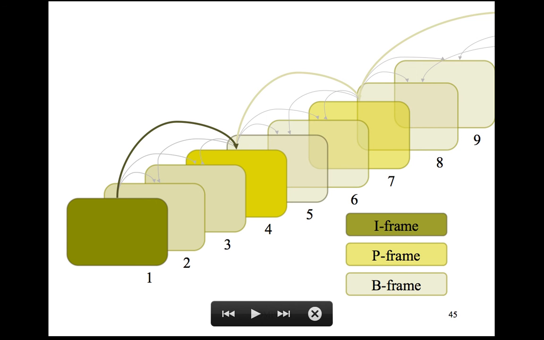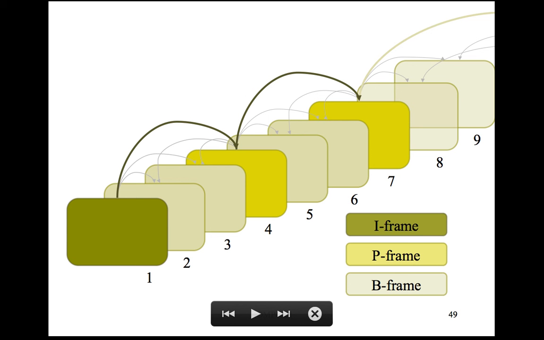If we look then at frame 5, that's a B frame, and it's reusing parts of frame 4 and parts of frame 7. Frame 6 is reusing parts of frame 4 and parts of frame 7. And then frame 7 is another P frame. That's just reusing parts of frame 4.